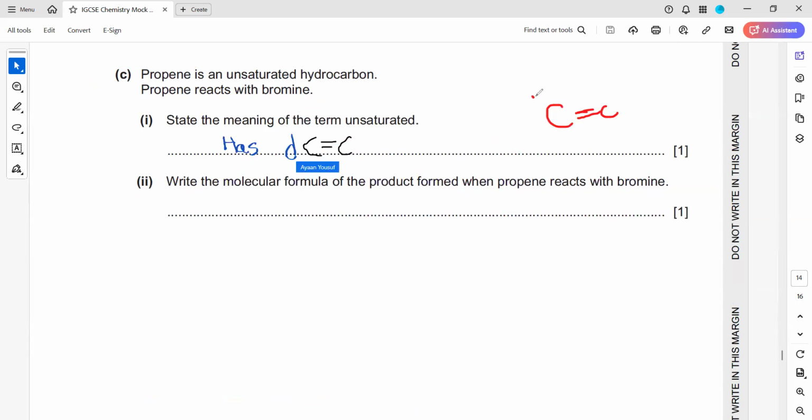Some students I saw wrote that it is insoluble. But insoluble is correct for a solute which does not dissolve in water. So in this case, don't use the term insoluble for unsaturated.